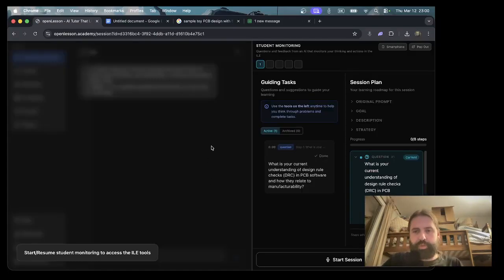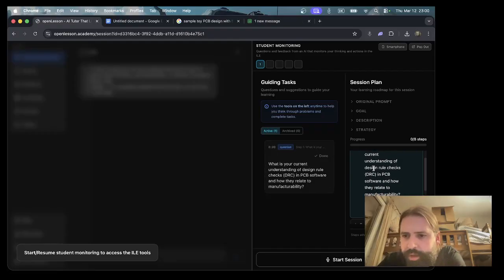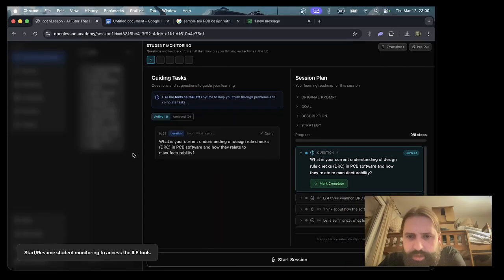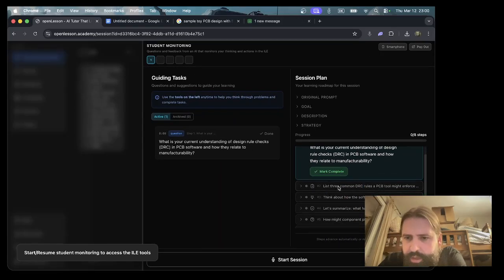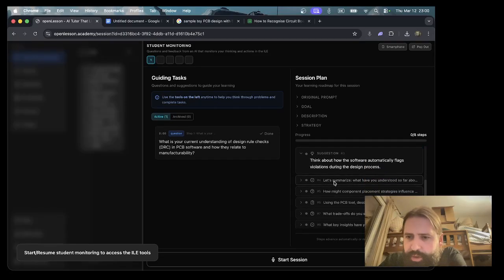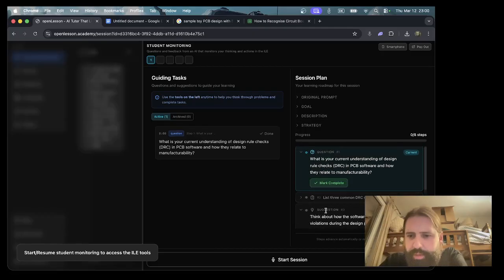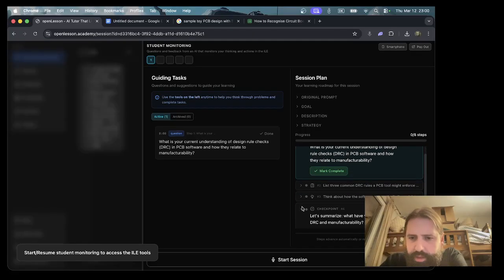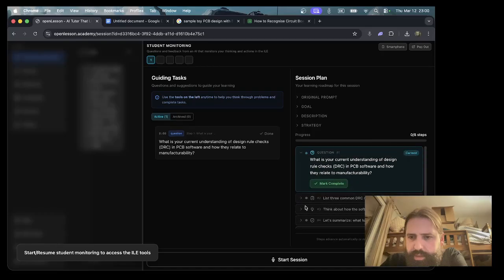All right. So what do we have here? What is your current understanding of design rule check software, and how they relate to manufacturability? Okay, we don't know any of that. These 3 common DRC rules. Software automatically flags violations. Summarize what I've understood so far. Okay, cool. It's more about the software piece. Perfect.